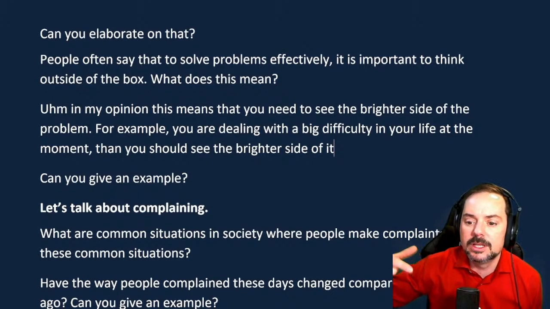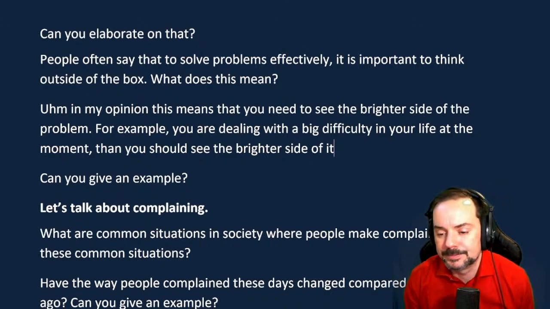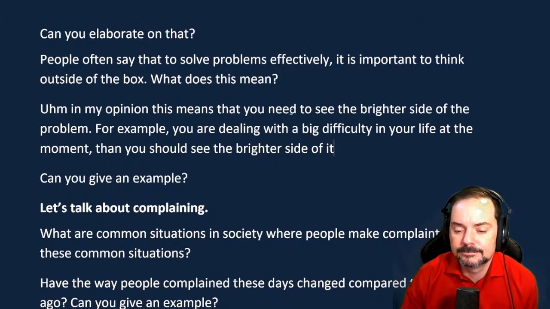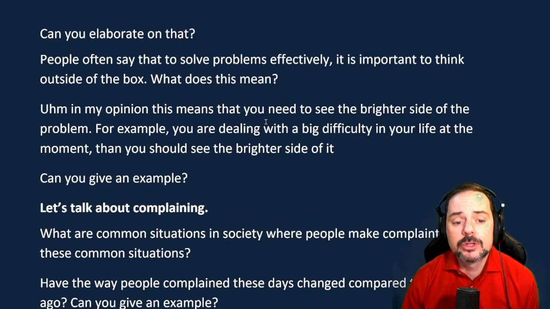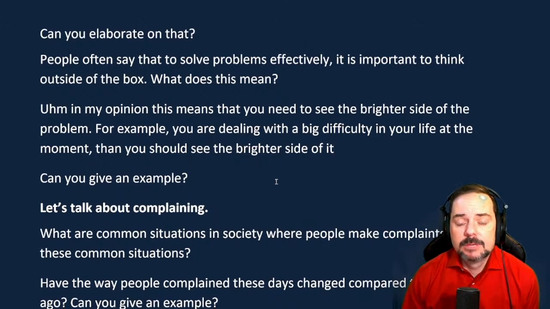You said when you're dealing with a big difficulty in your life, instead of that, think about me, my life. So what is a challenge that you are dealing with in your life currently? I would say this IELTS exam. Sure. Why not? So getting a good score on the IELTS exam, right? Yes. So passing an exam, keep it simple.